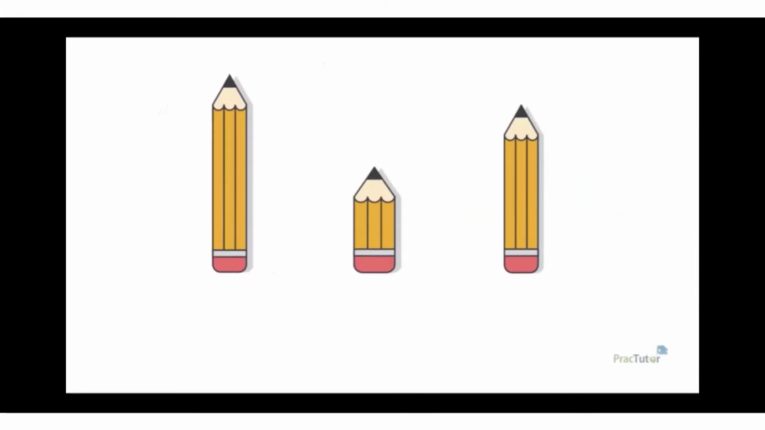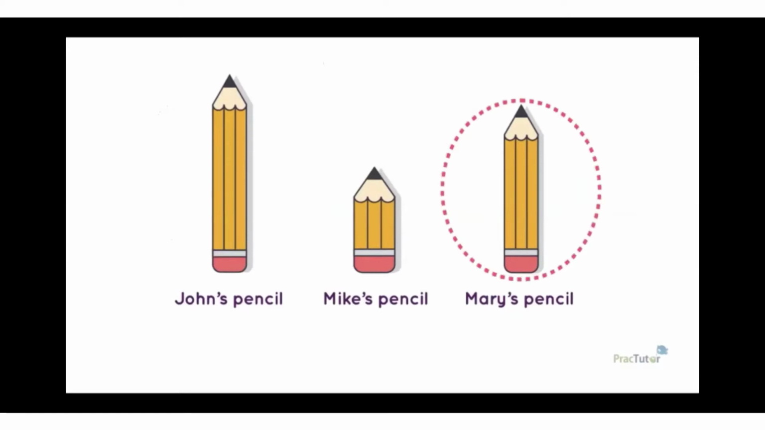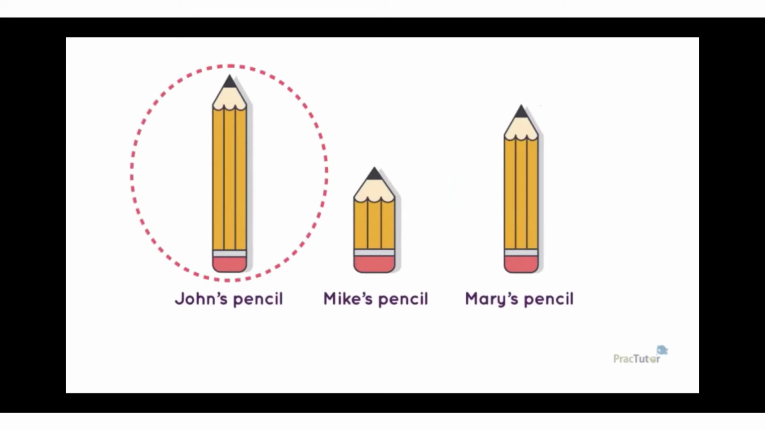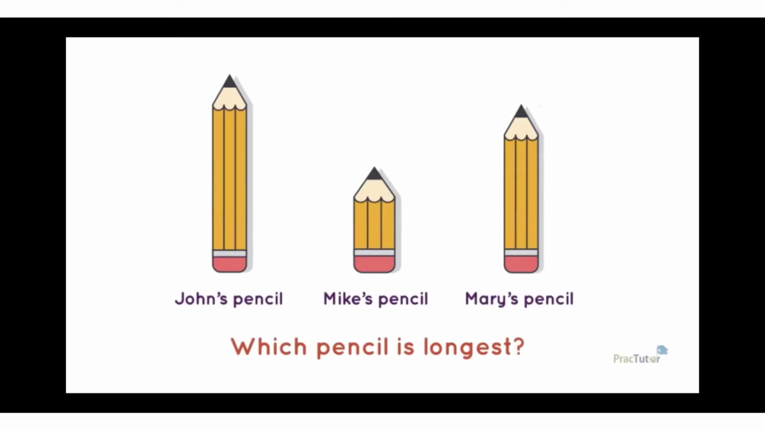Let's compare the length of these pencils. Mary, Mike, and John have one pencil each. Mary uses her pencil a lot and needs to sharpen it several times. Mike uses his more times and sharpens it more. And John doesn't sharpen his at all. We'll compare lengths to learn which pencil is longer than the others. Let's compare the pencils. Which one is longest?